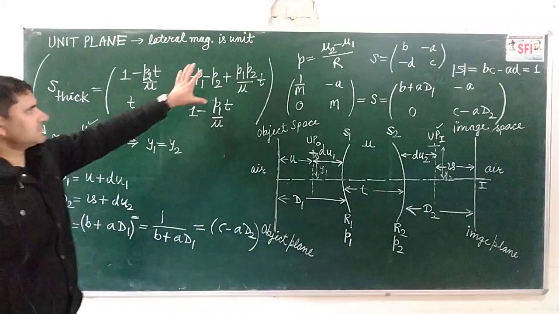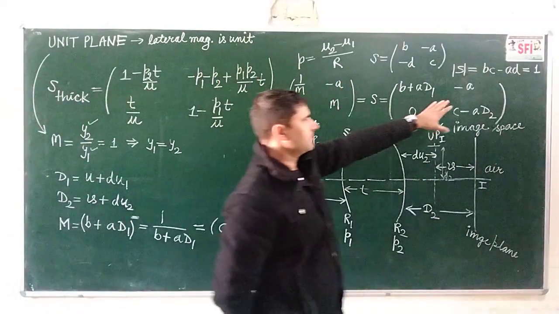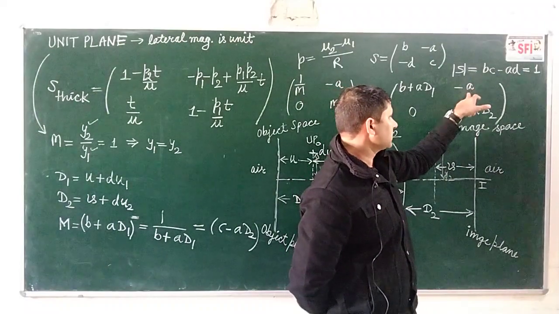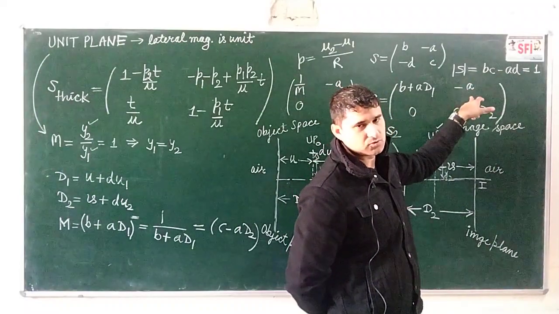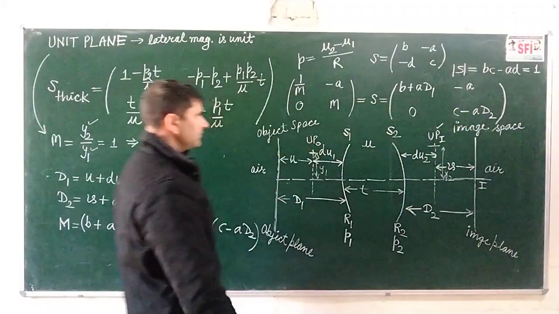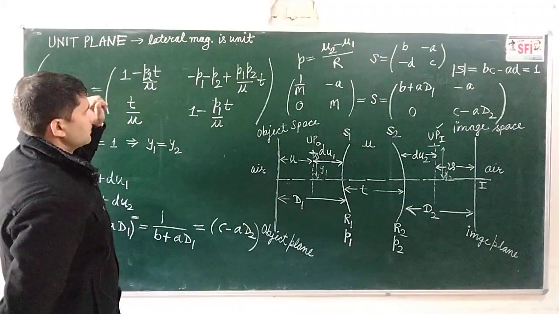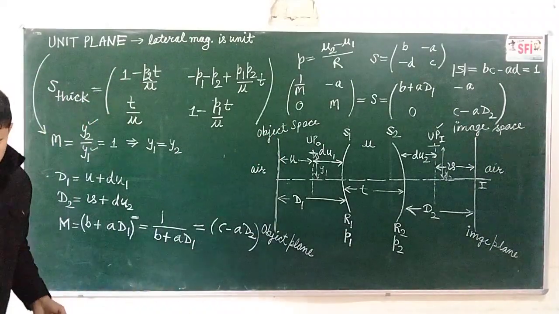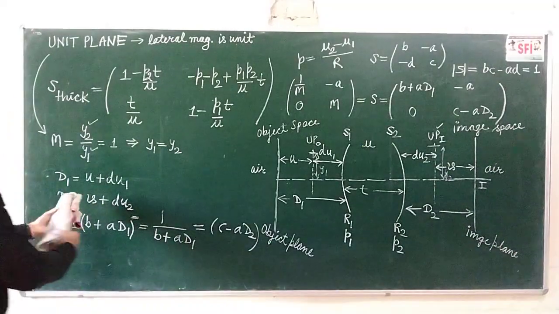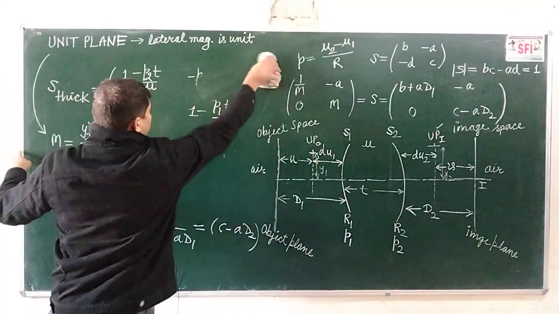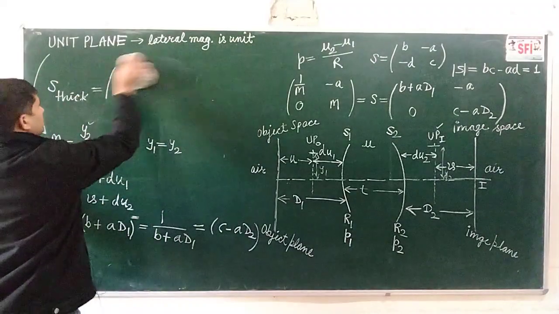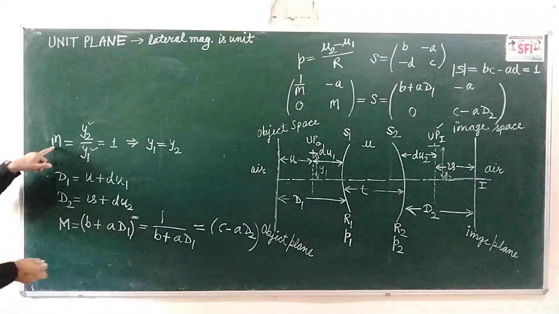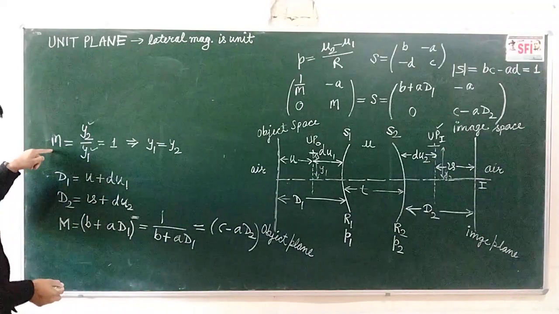Okay, now we are to find a relation between this u and v, which will connect us with this a element of the matrix. And this will be found to be equal to 1 by f, the inverse of the focal length. Okay, and from there you will get the thick lens formula. So here let me clear this space. If we are to find the position of the unit plane, then you will make use of this formula.